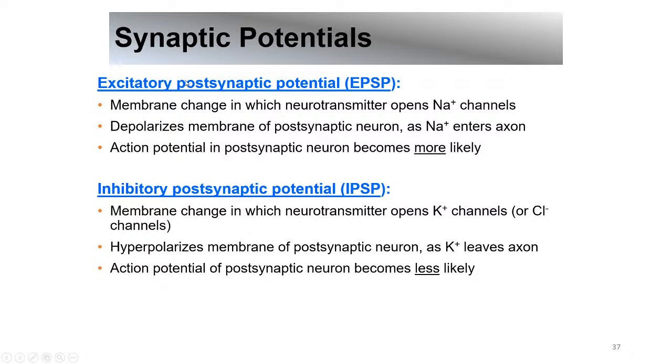All right, you can have a big excitatory postsynaptic potential. You can have a small excitatory postsynaptic potential. Same with the inhibitory postsynaptic potentials. And these are occurring again on the membrane of the dendrites of the target neuron. Okay.